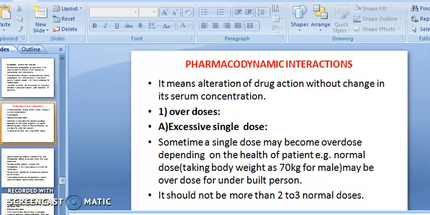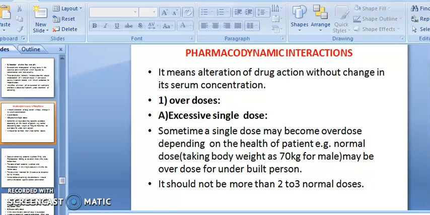Pharmacodynamic interaction. Now we discuss pharmacodynamic interaction. It means it alters the drug action without change in the serum concentration, which is the concentration present in the blood.